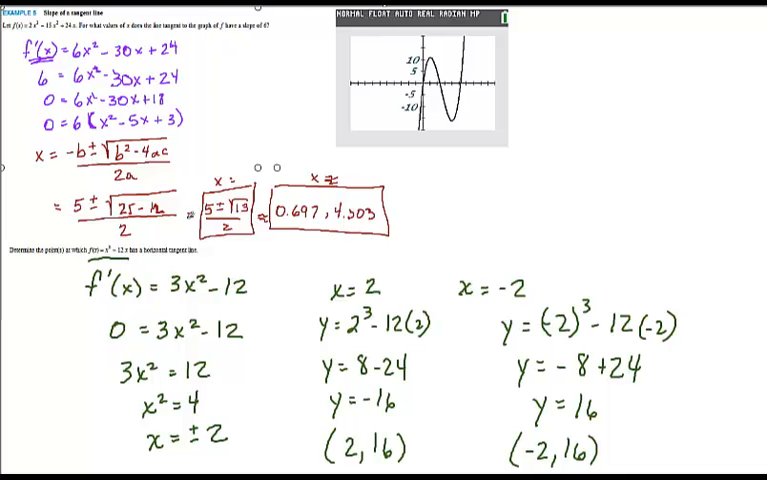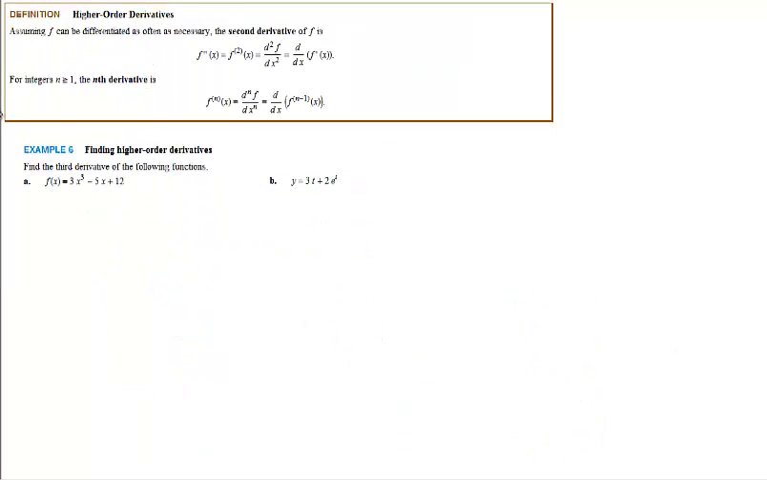Alright. This next definition tells me what a higher order derivative means. And a higher order derivative means what we've been doing is called the first derivative. If you want the second derivative, you take the derivative again. If you want the third derivative, you take the derivative 3 times. That's what it means to say that I'm finding a higher order derivative. Let's play with example 6.